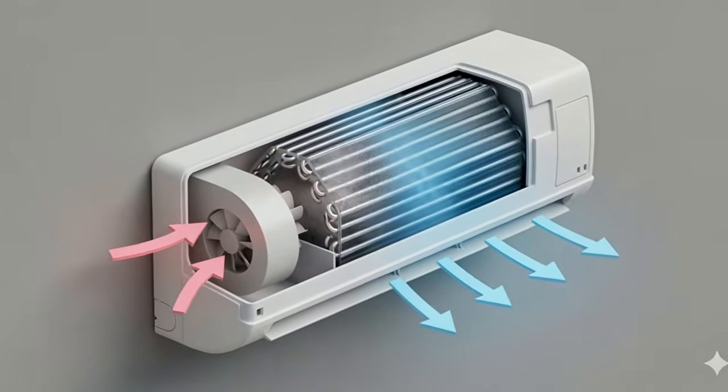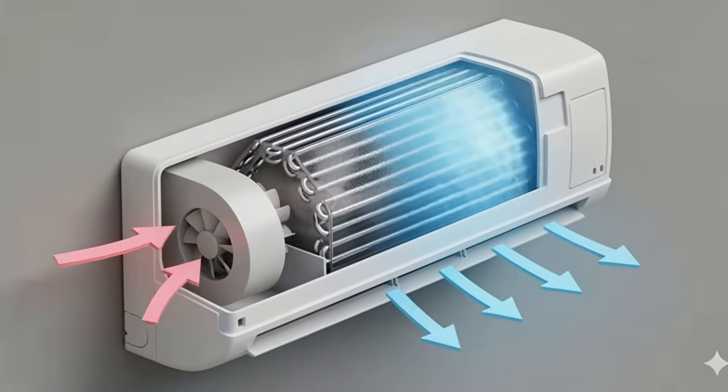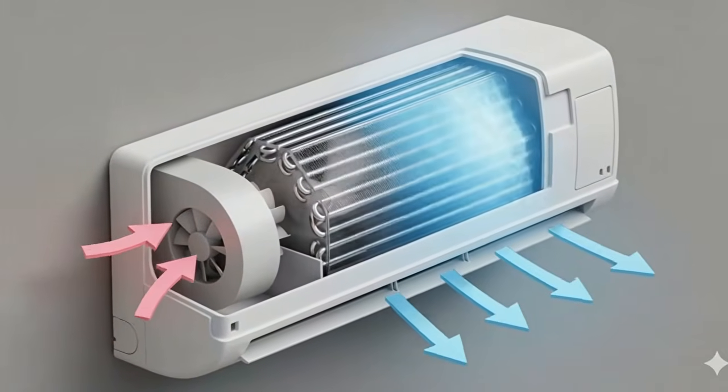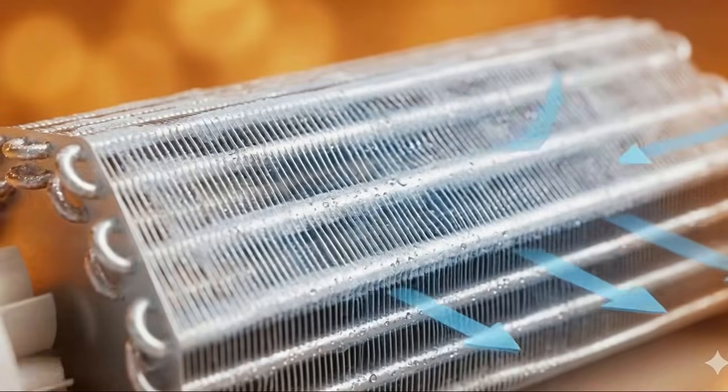Now that the heat is gone, the refrigerant cools down and turns back into a liquid. It passes through the expansion valve, which drops the pressure and makes it icy cold again, ready to return inside.